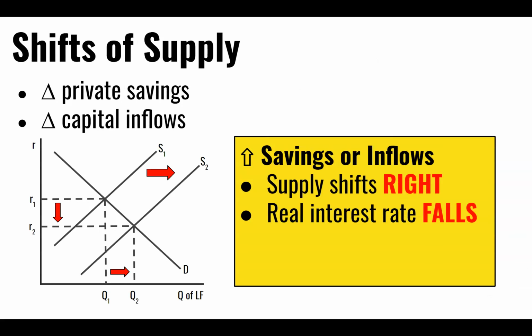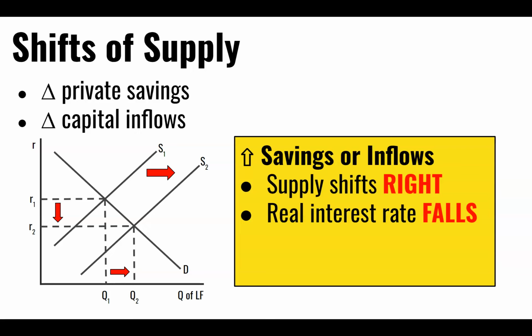What's going to cause a shift in the supply of loanable funds? Well, one is an increase or a decrease in private savings. The other would be what we call capital inflows or outflows. That is money from outside the United States or outside of your country, either coming in for investing inside of the country or leaving this country and going to a different country with a better investment opportunity.